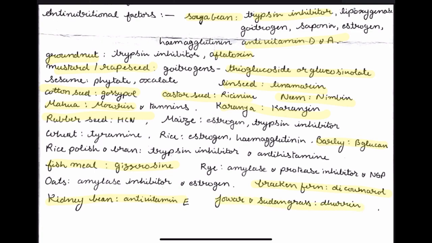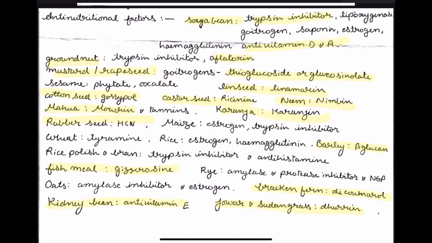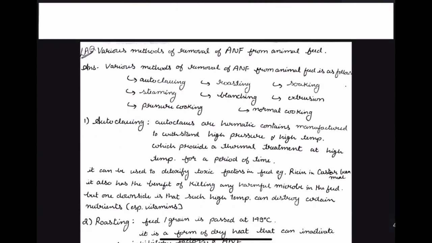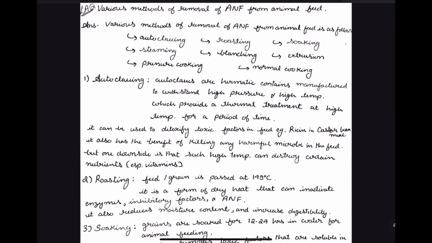Okay, so these are the important examples that you should know about anti-nutritional factors and the feed ingredients which contain them. Then one LAQ is asked on various methods of removal of anti-nutritional factor from the animal feed. Okay, so suppose you are using something which may have anti-nutritional factor and you want to decrease the level. So what are the various methods which you can utilize to remove the ANF from the animal feed?